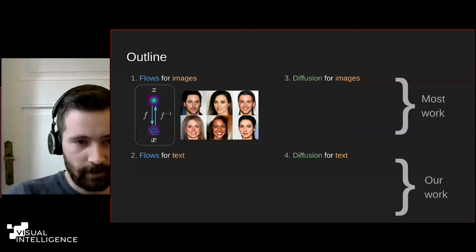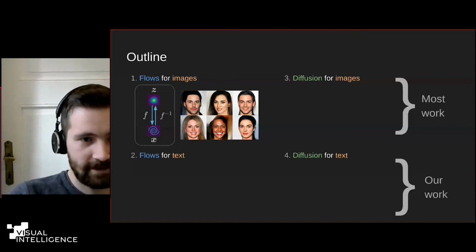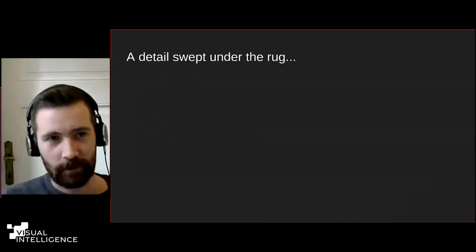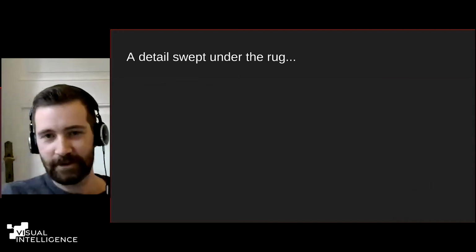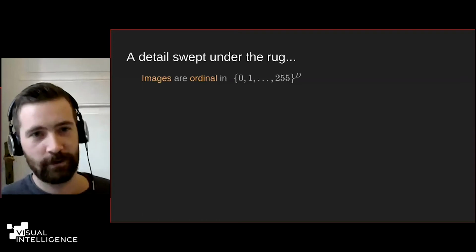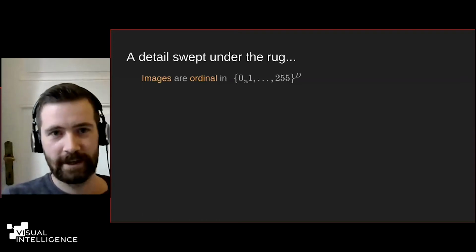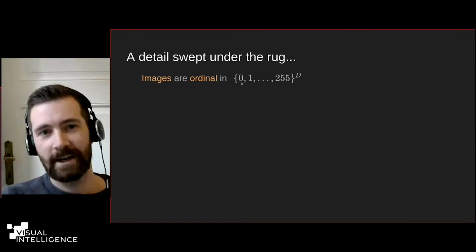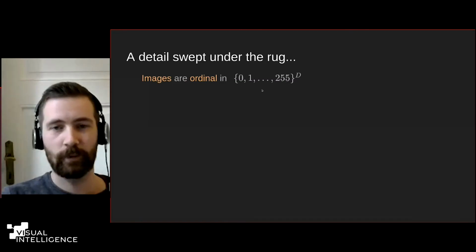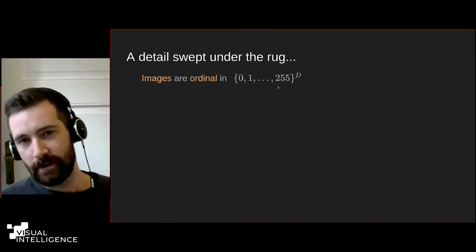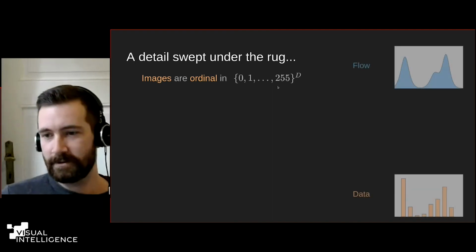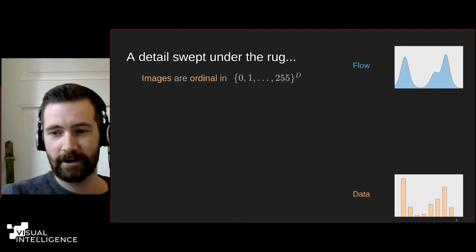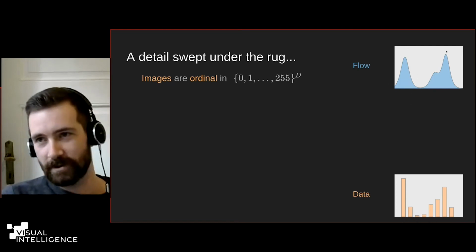So now we move on to the part on text for flows. A detail I've swept under the rug so far is that images are actually ordinal. That means they're discrete and they have ordered categories. These are the pixel intensities, typically from 0 to 255. For one pixel, it might look something like this. You have discrete data down here, and this is your flow up here, some continuous model.